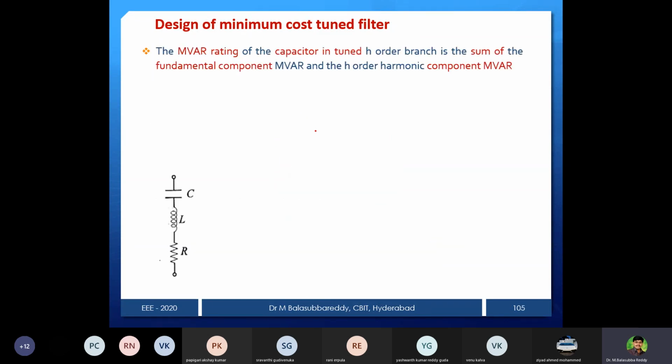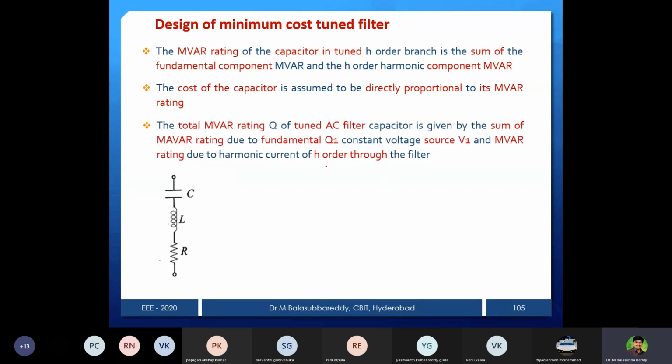So now here we can consider the sum of the fundamental component MVR and the H order harmonic component. The cost of the capacitor is assumed to be directly proportional to the MVR rating. In the previous 3 points I mentioned that the cost of the capacitor is directly proportional to the MVR rating, and the inductor is the inverse of that. Like that, we can find the total cost.